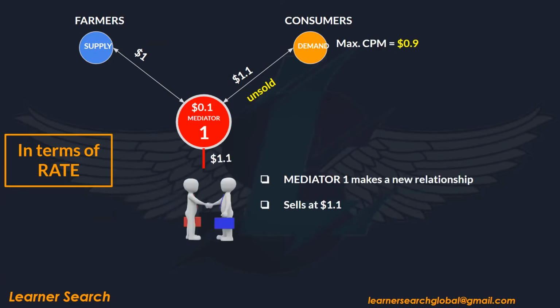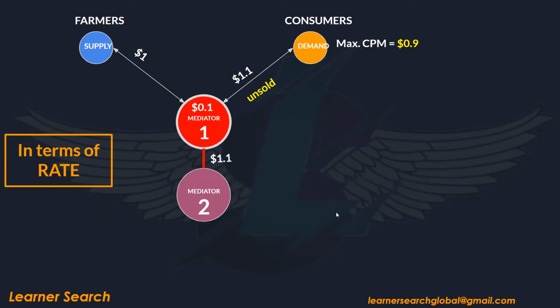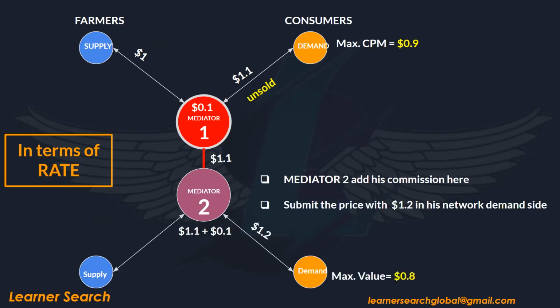It becomes unsold, and this mediator one makes a new relationship with the same price, sells at 1.1. Making sense? Yes. Now, this mediator 2, what he does is he takes 1.1 as the rate, and he adds some commission to that, and he tries to get the demand from their network. So mediator 2 has their own network, like supply and demand, right? So after adding the commission, the rate became 1.2 now.